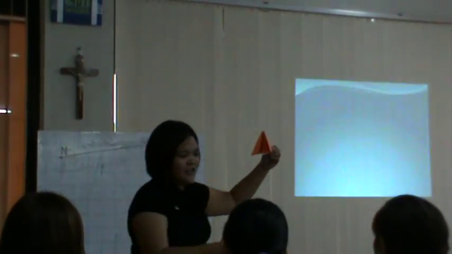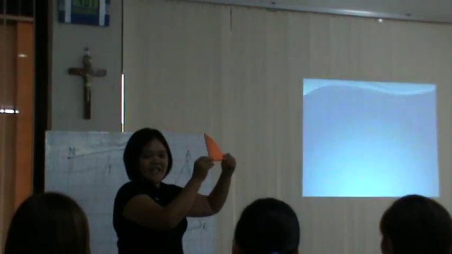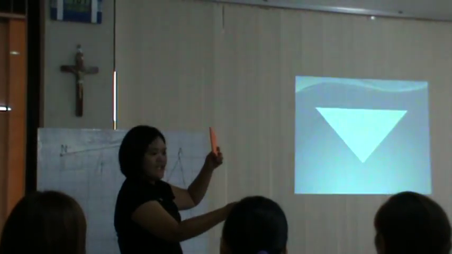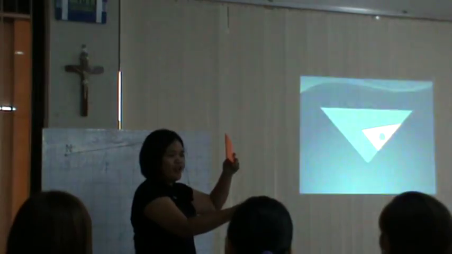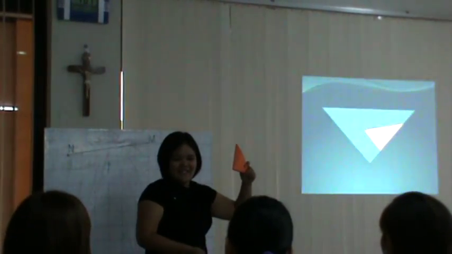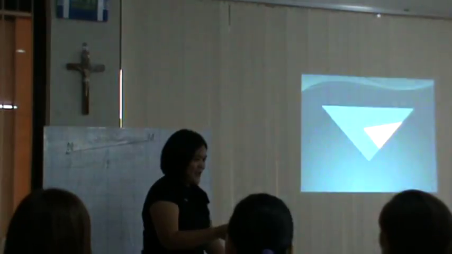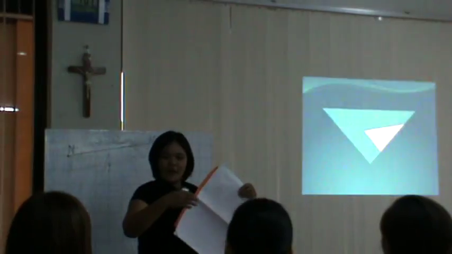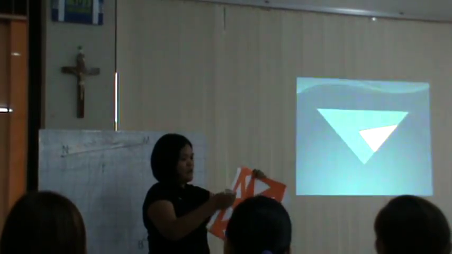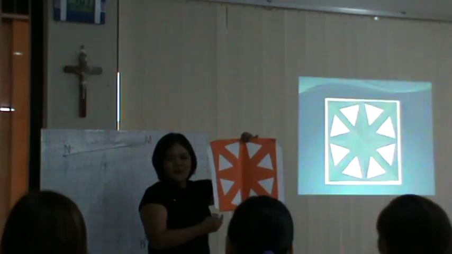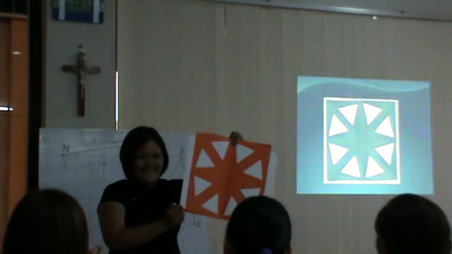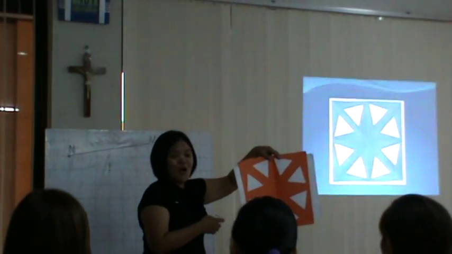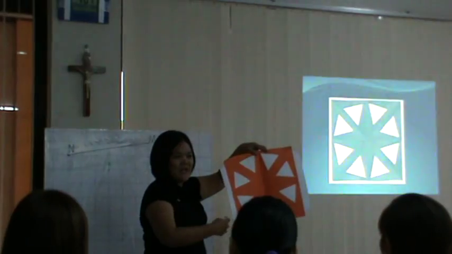Okay, that's good. Now, using your scissors, kindly cut a portion. So your triangle should be like this now. And cut a portion of that triangle like this. Okay. So after cutting, kindly open your paper again. And then your paper should look like this now. Okay. See, magic. We were able to form 8 smaller triangles from the big paper.